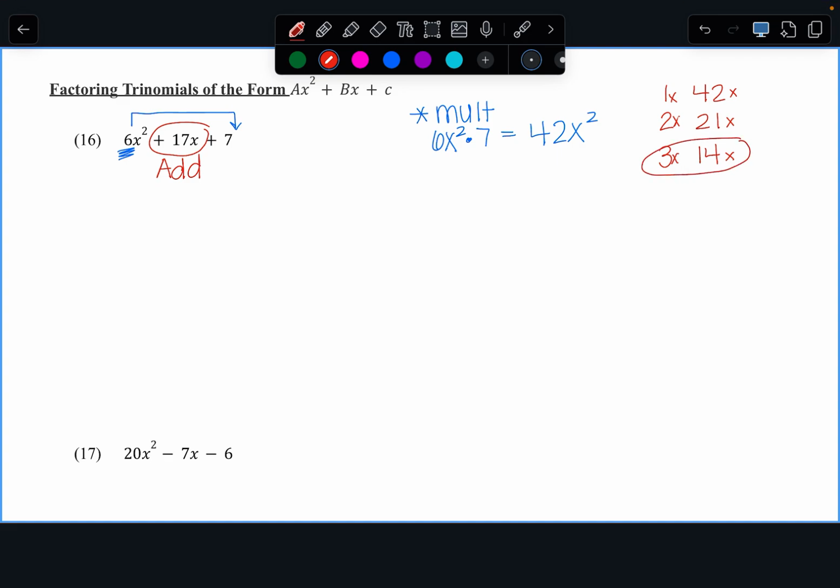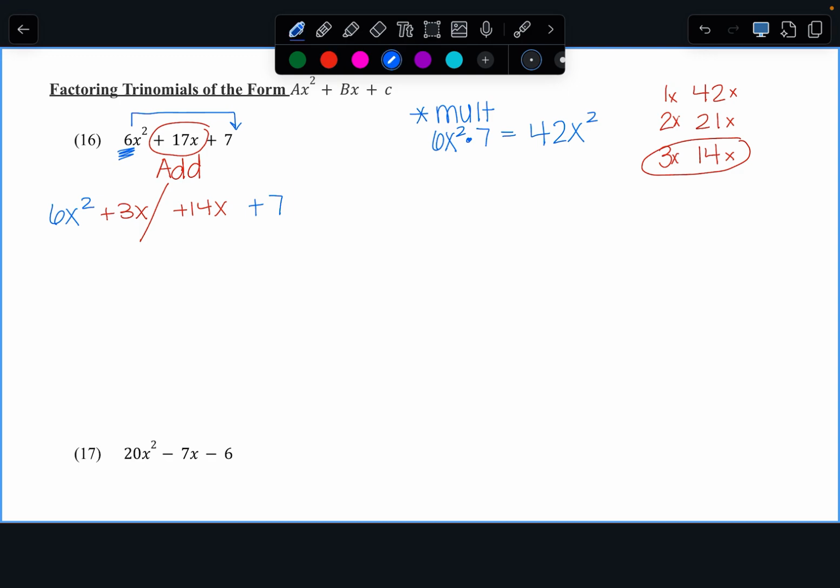All right, so we're going to keep the first part. We're going to keep the last part. And instead of having that plus 17x in there, we're going to replace it with a plus 3x and a plus 14x. It doesn't matter which one goes first. It'll still factor the same either way. And we can split down the middle, because now there's 4 parts. And it looks like what we just did.